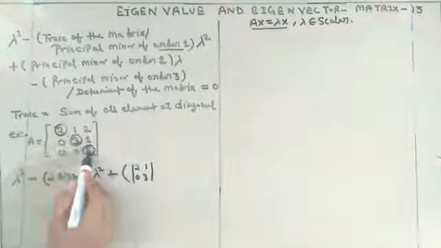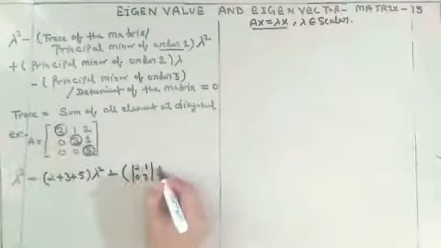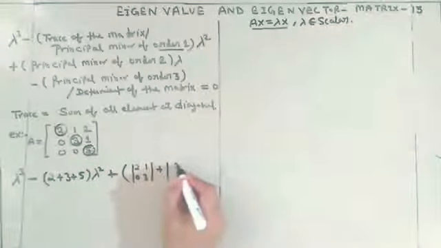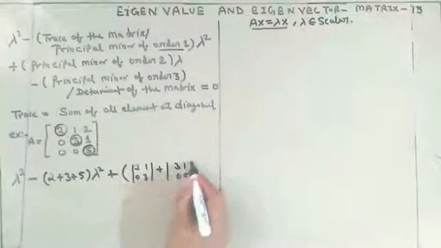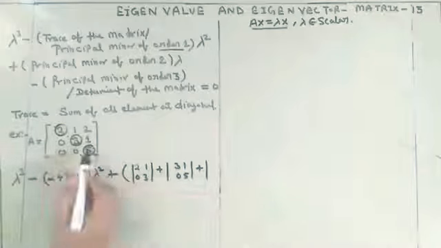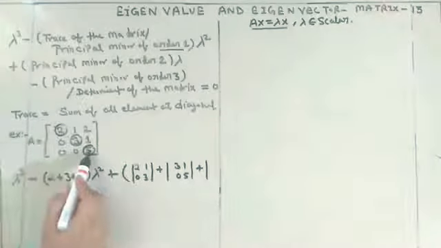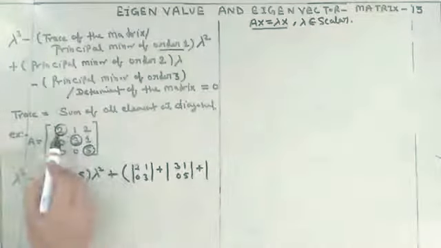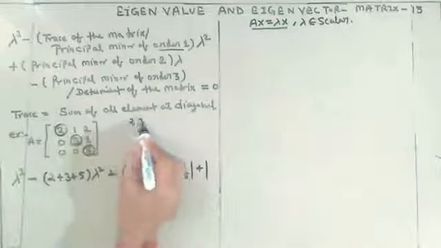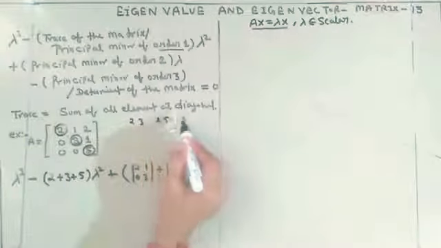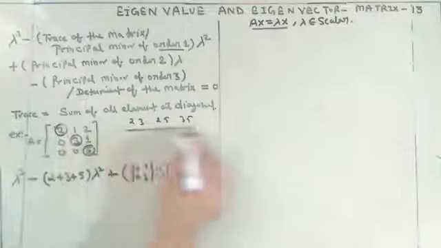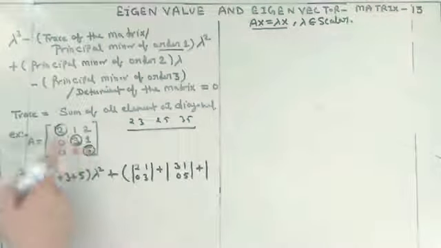Now you take another 2 elements on the diagonal, 3 and 5. With respect to 5, you take this element, and you get 3, 1, 0, 5. This is another one. Then plus, this time you take 2 and 5. You choose only the elements on the diagonal, so either 2, 3, or 3, 5, or 2, 5. There are only 3 ways.